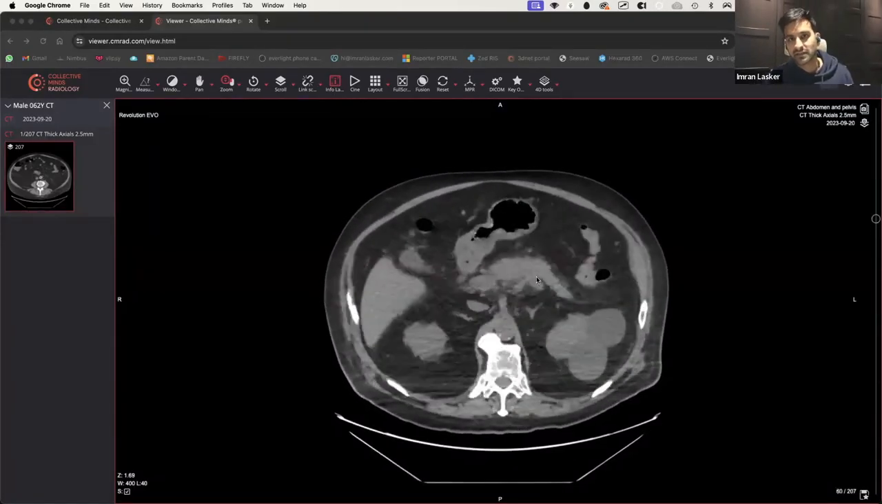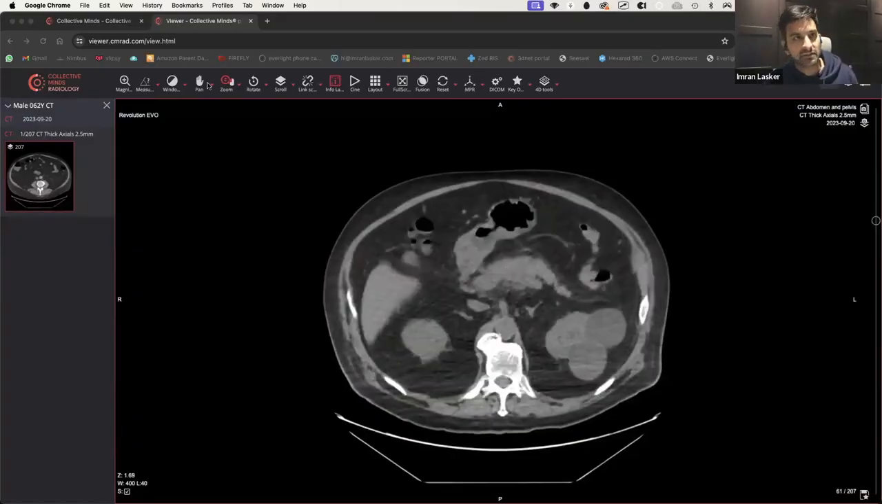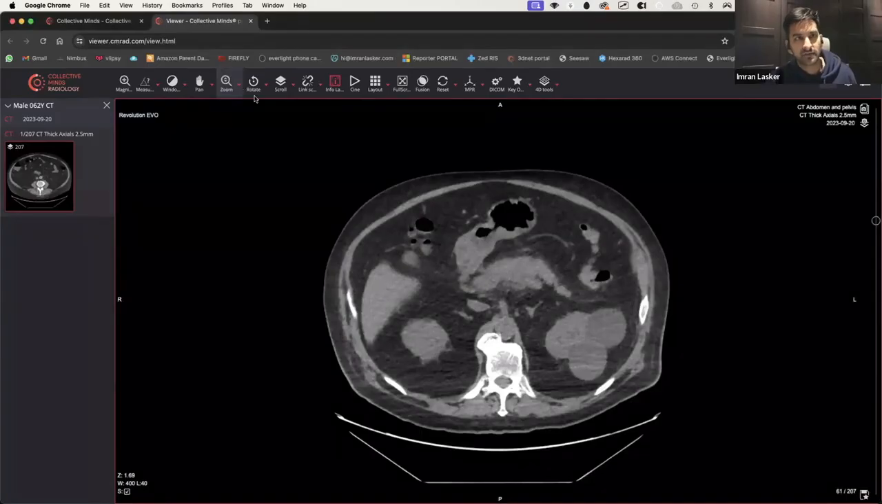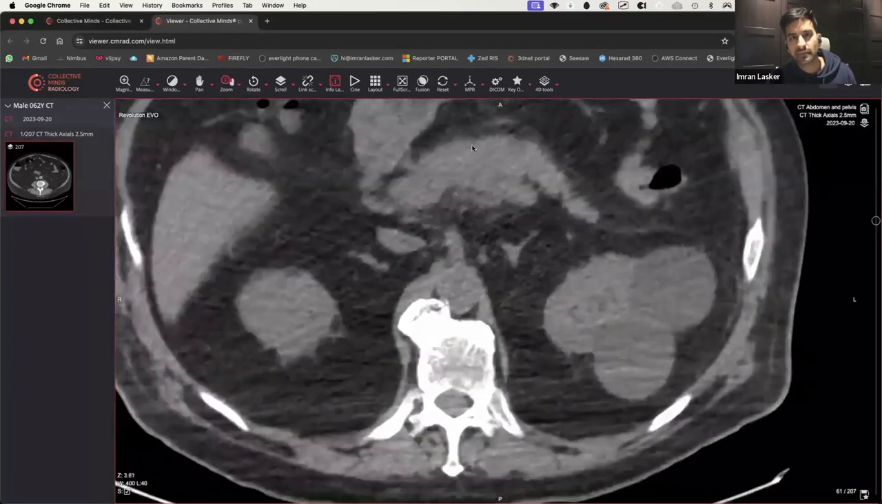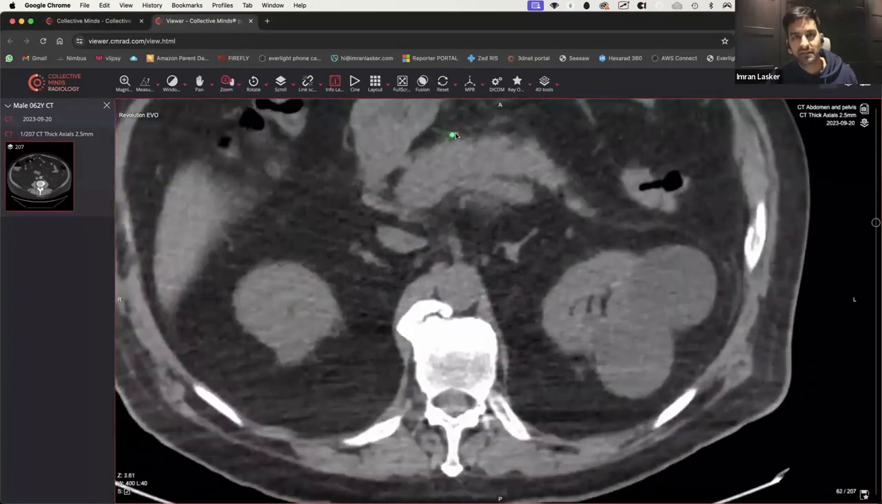But actually what's going on is most likely, and when you zoom in, let's zoom in a bit so we can all see each other. So let's go to zoom. Yeah, it's all around this pancreas, like there. So this is going to be pancreatitis.